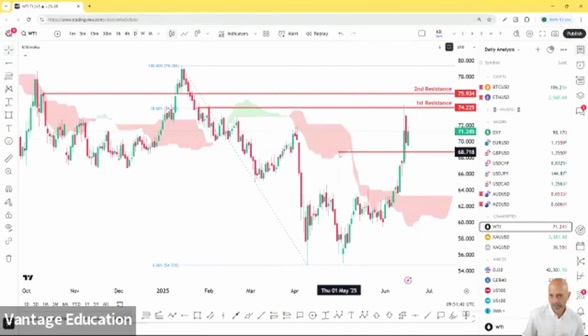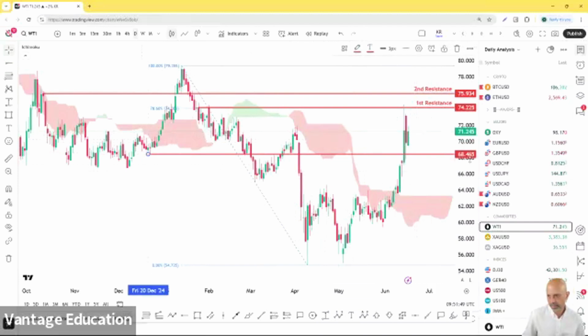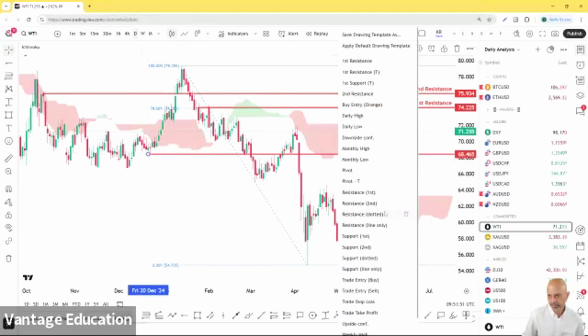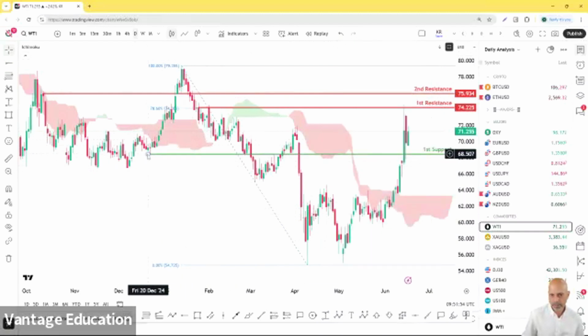Where the first major support could be is at this level here, almost like a nice overlap at $68.46. And we can see WTI oil stabilizing at $68.50 at the end of December 2024, at the end of February 2025, running into resistance in mid-March, and then finding support once more at the end of March. And of course, finding support yesterday, Monday, 16th of June. So this level at $68.46 is a pretty decent overlap, which we can label as the first support.